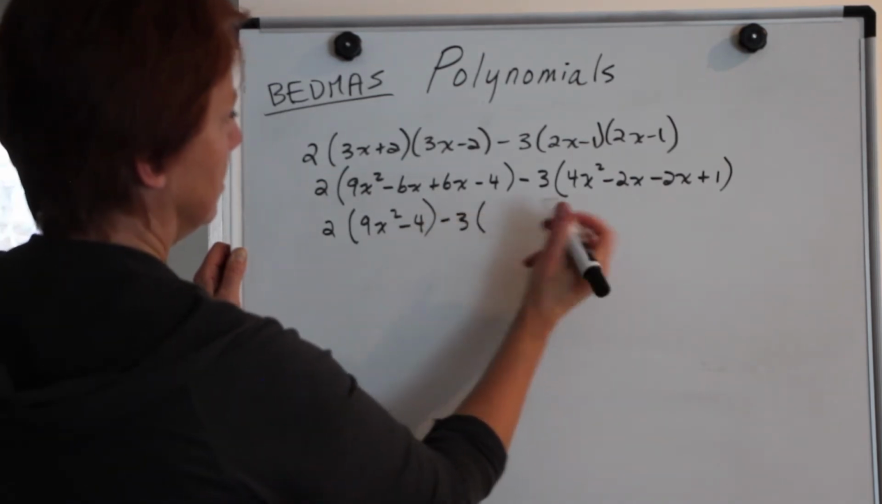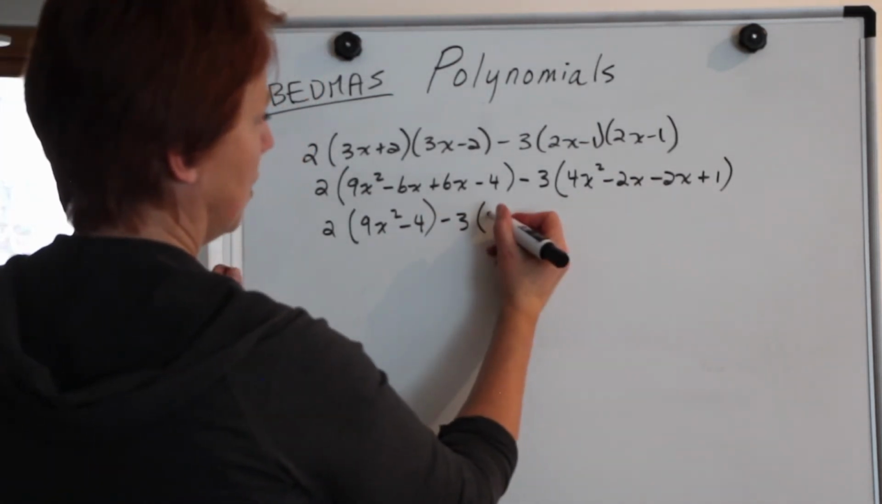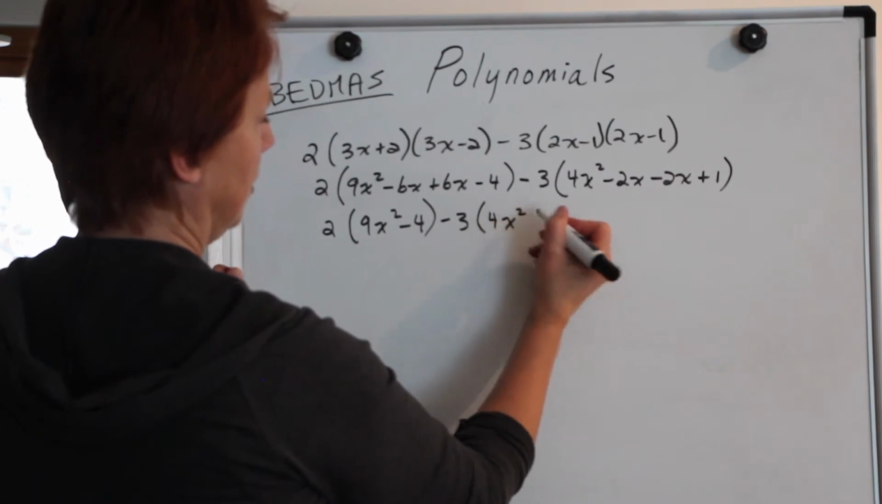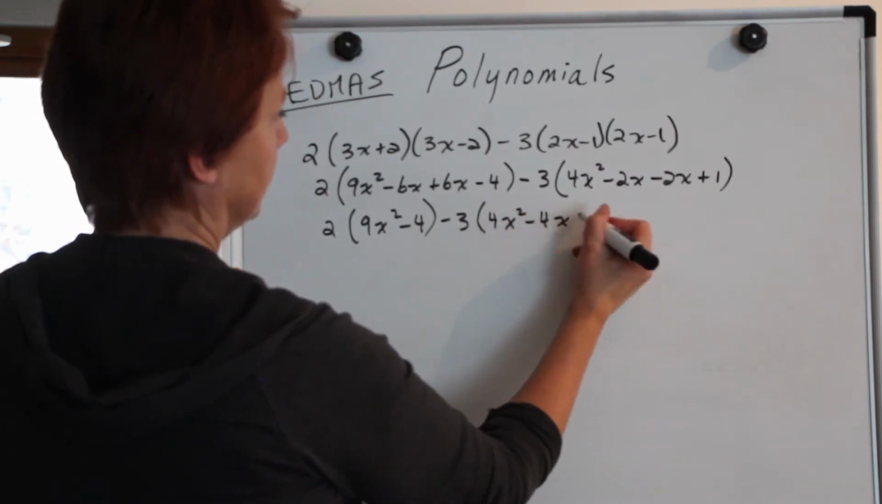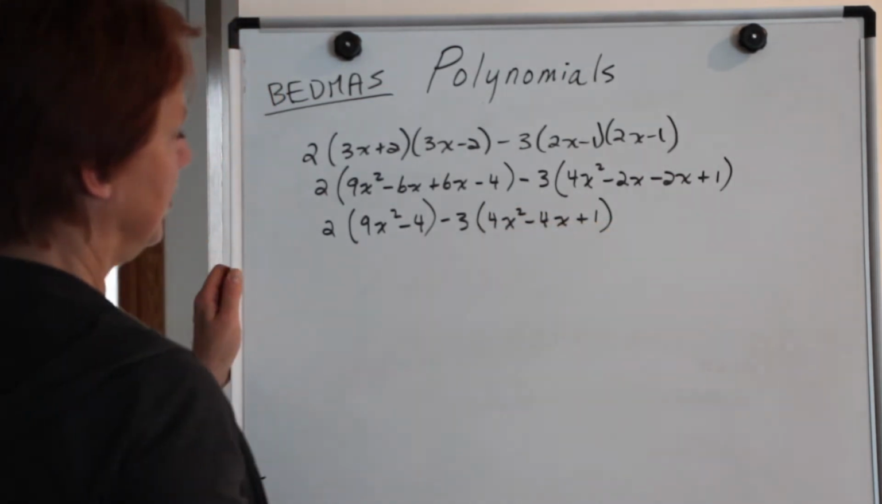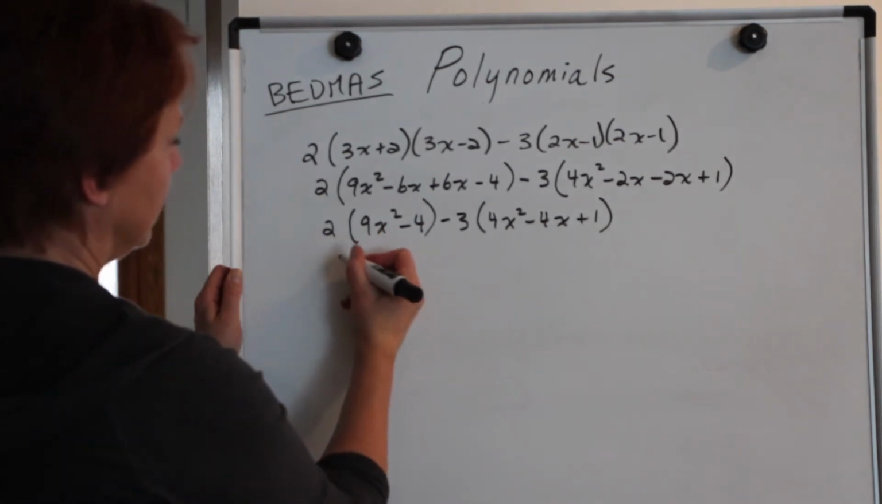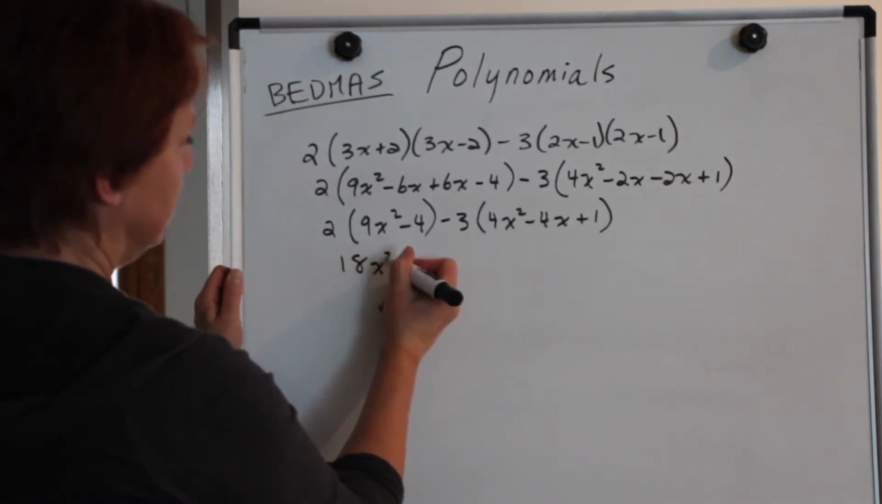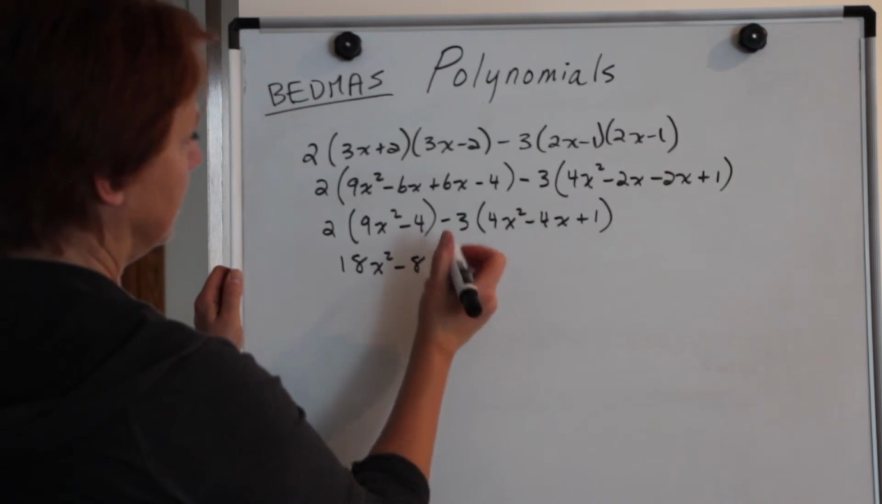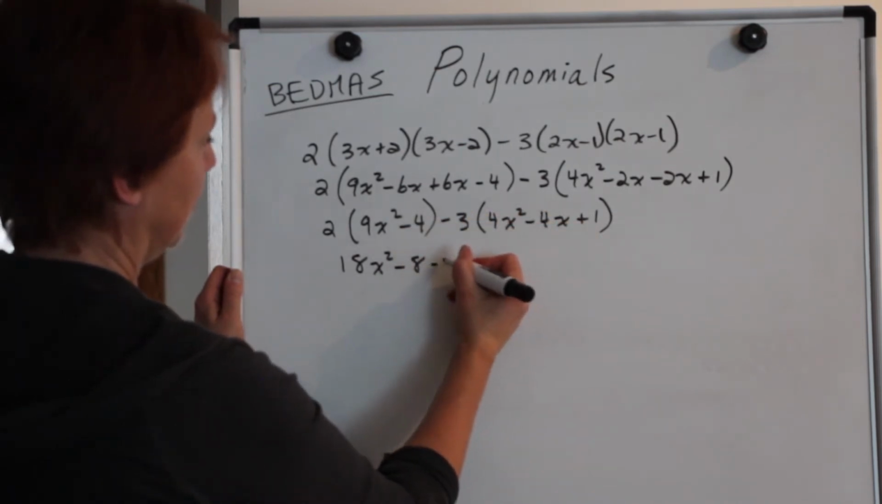Minus 3. Let's simplify this before we bring the negative 3 through. Okay, there's that perfect square trinomial. Now we're going to bring the 2 through, which is going to give us 18x squared minus 8, and we're going to bring the negative 3 through.